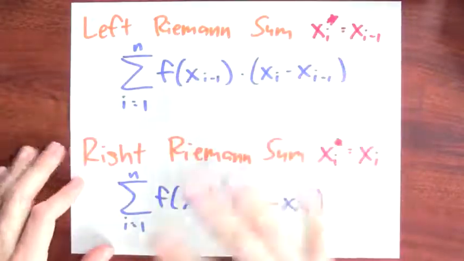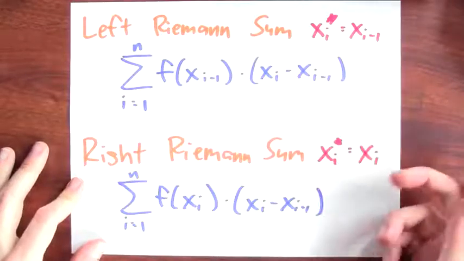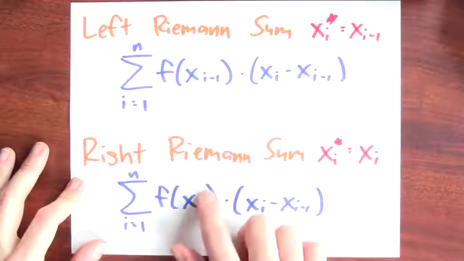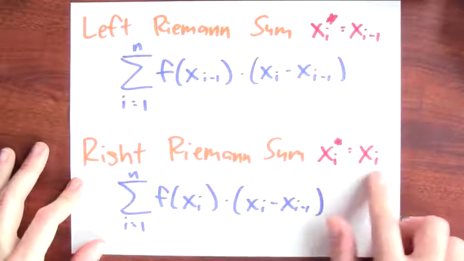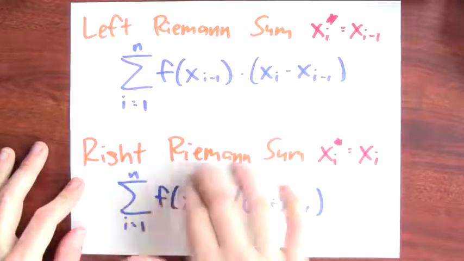Similarly, there's a right Riemann sum where I choose my sample points to be on the right-hand side. So this would normally be x sub i star, but my sample point is my right-hand endpoint, so it's just x sub i. And I'm going to call this thing a right Riemann sum.